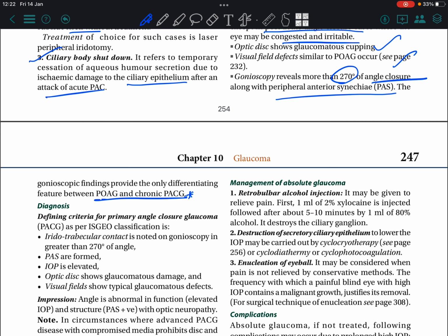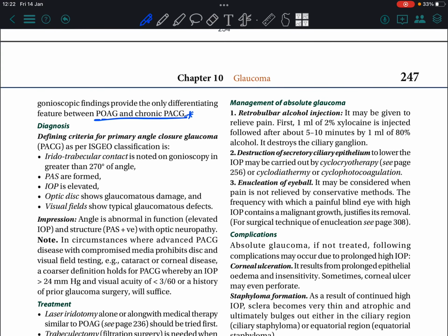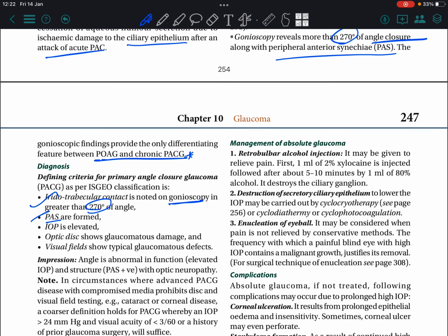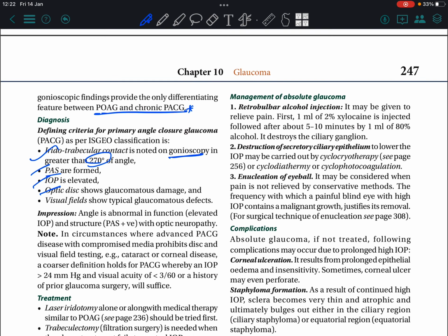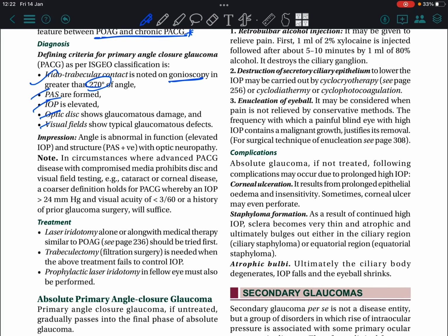Diagnosis. The defining criteria for primary angle closure glaucoma: iridotrabecular contact is noted on gonioscopy in greater than 270 degrees of the angle, peripheral anterior synechiae are formed, IOP is elevated, the optic disc shows glaucomatous changes, and visual field defects are present. The angle is abnormal in function and structure with optic neuropathy.